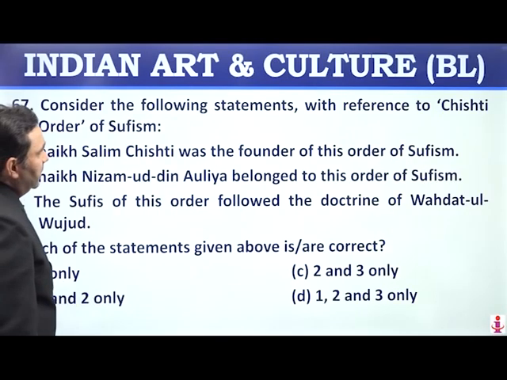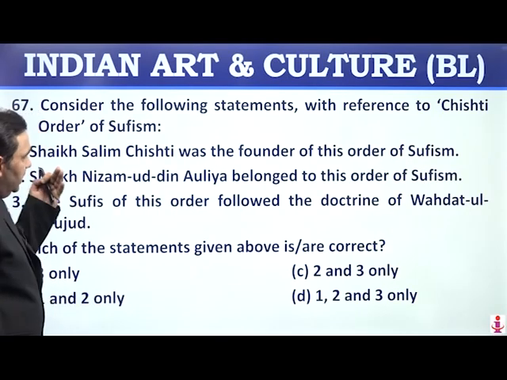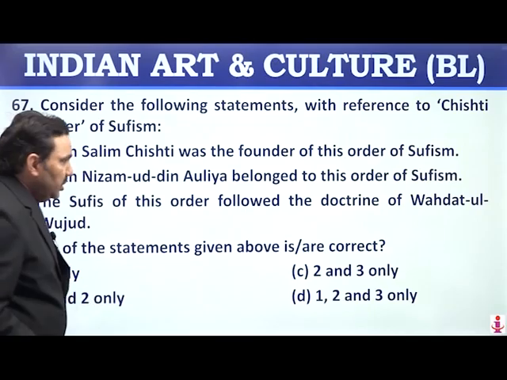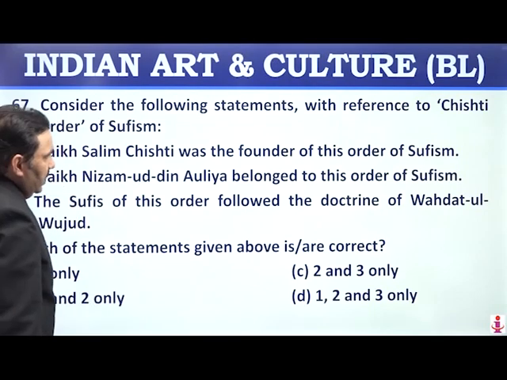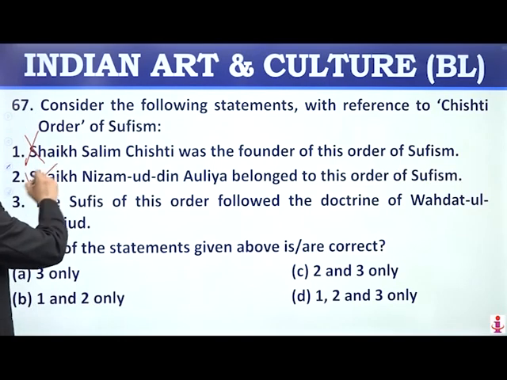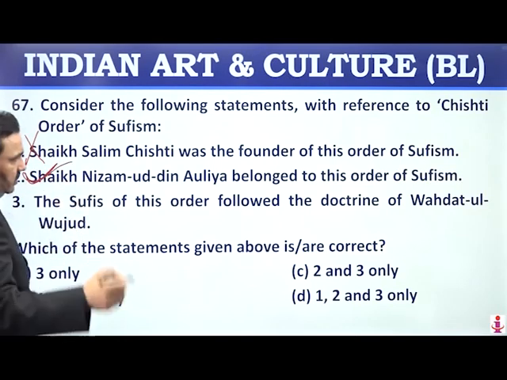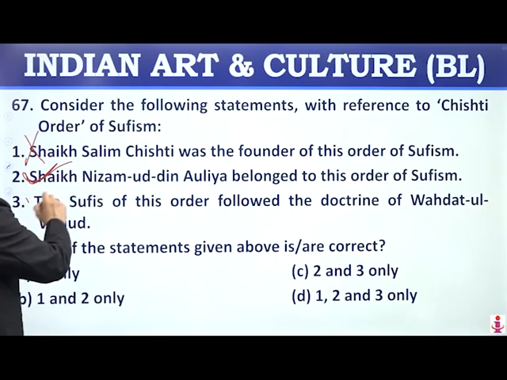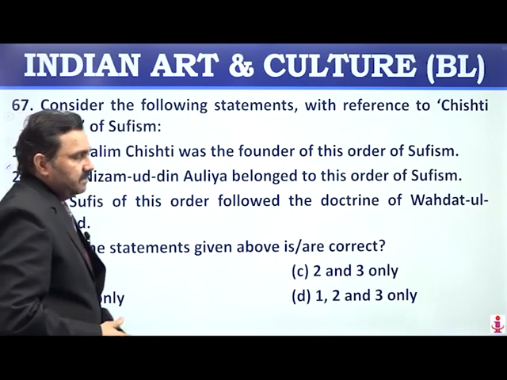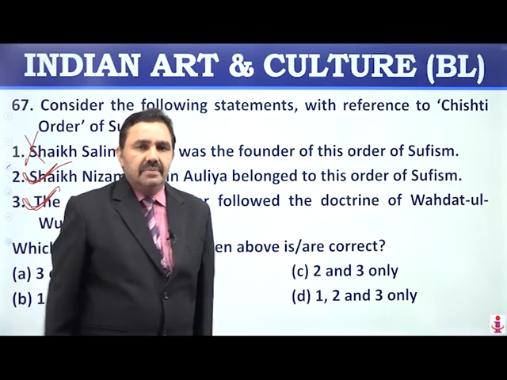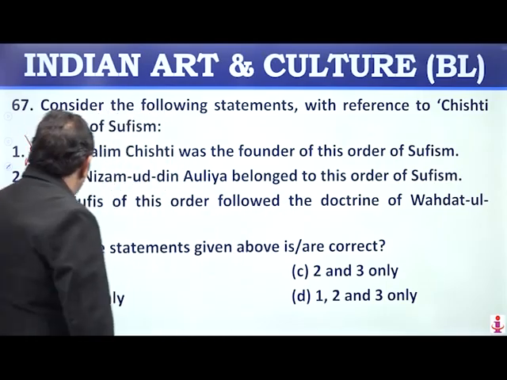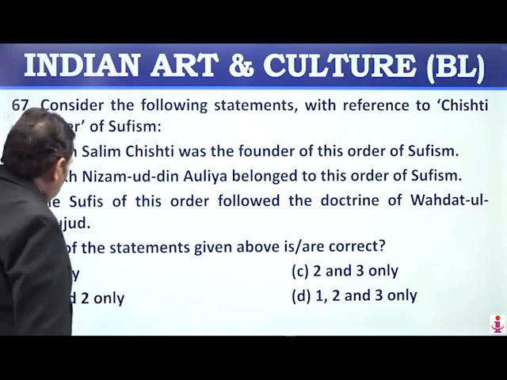67. Consider the following statements with reference to Chishti order. Sheikh Salim Chishti was the founder. Wrong. Muinuddin Chishti was the founder. Sheikh Nizamuddin Auliya was associated with this sect. Correct. The Sufis of this order follow the doctrine of Wahdatul Wujud. Wahdatul Wujud means unity of being. There is one God, and everyone is a reflection of the same. 2 and 3 are correct. Option is C.